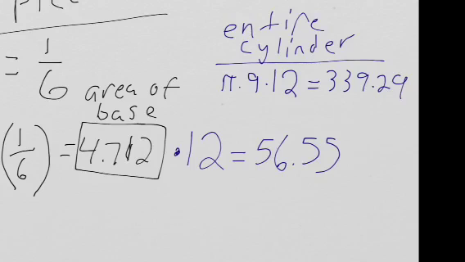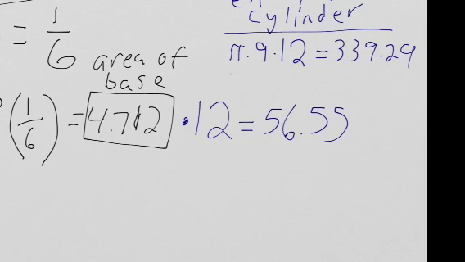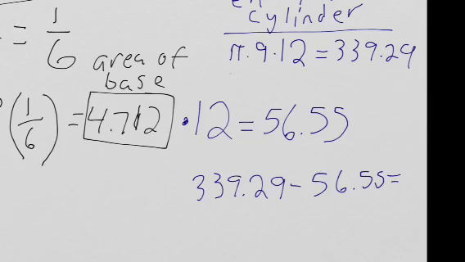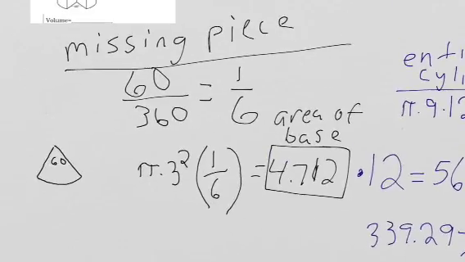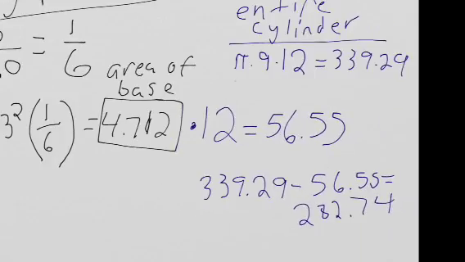Okay, so now we're going to subtract. So we're going to say 339.29 minus 56.55, and then we'll figure out what that's equal to. Okay, so I'm getting about 282.74 is our final answer. Let's check our units just in case. They're inches, so this should be inches cubed. Okay, that's the final answer.